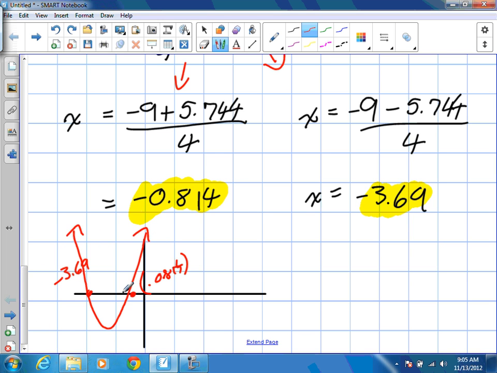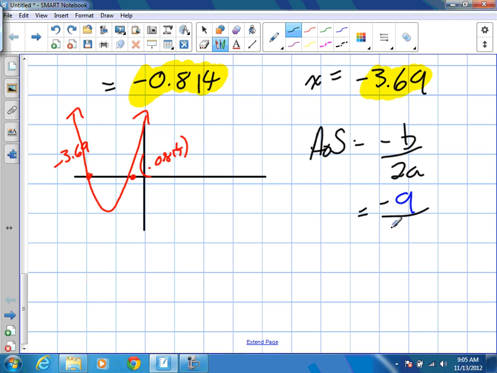I gave you another formula for AOS in standard form, which was negative b divided by 2a. Okay? So if we take those values, our b value was 9. So negative 9 divided by, and our a value was 2. 2 times 2. Okay. 2 times 2 is 4. We still have to multiply. Okay. So we end up with negative 9 over 4 as a decimal.